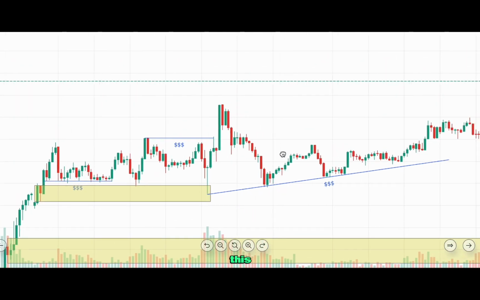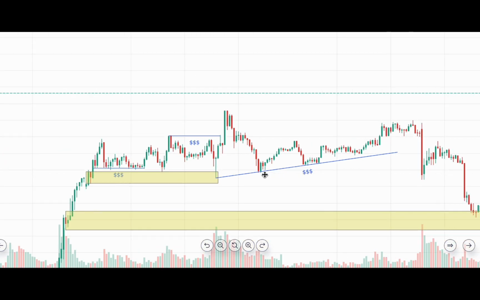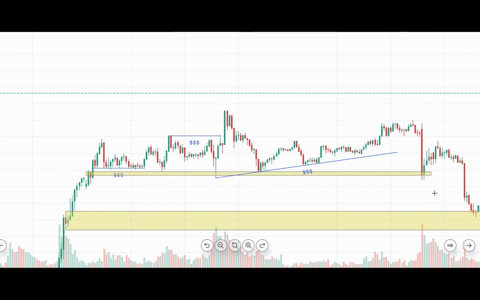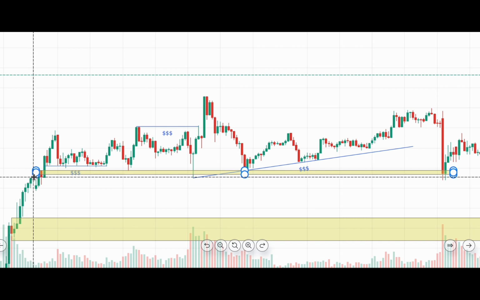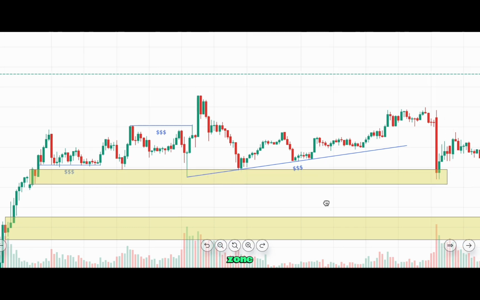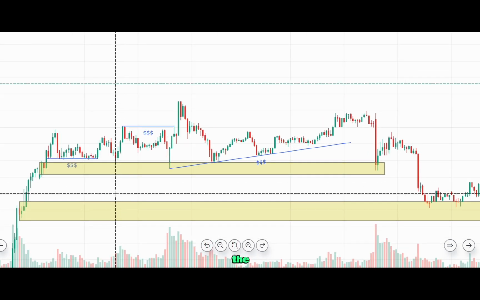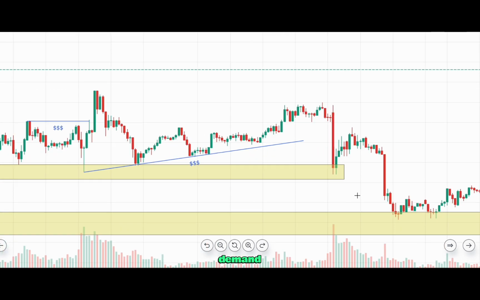And right here, this is the trend line as well. As we can see, we have the first driven point, second driven point, and third. And in the end, it still reacts to this demand zone, but it sweeps and breaks through the zone at the end and reacts to the next demand zone. This is the next demand zone.